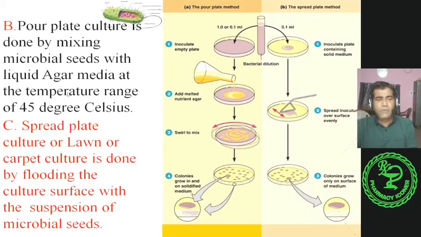Another procedure is there, that is the spread plate culture or lawn culture or carpet culture. That is, the sterile media surface is covered like a carpet or like a lawn, or the culture inoculum is spread all over the media. So here the inoculum is poured onto the surface of the solid culture media, then it is spread with the help of a spreader.